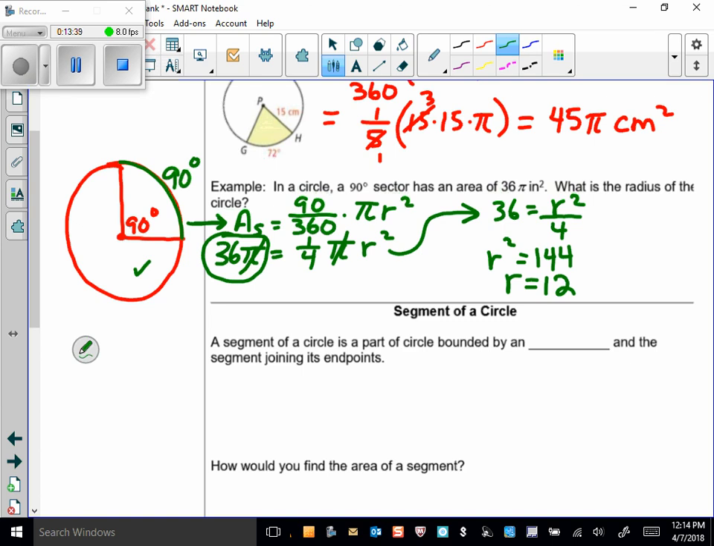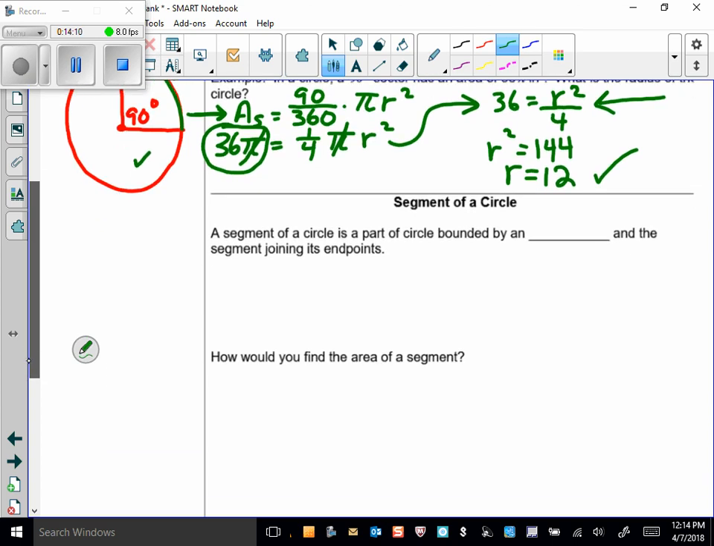Okay, so when I got my equation that has pi on both sides, I know the pi's are just going to cancel each other out, and then I end up with this little equation right here. It's a proportion, so I know I just cross multiply. R squared equals 144, so that means R equals 12. Of course, if we weren't looking for a length, it would be plus or minus 12. But in this case, we can't use the negative 12 because it is a radius, which can't be negative.